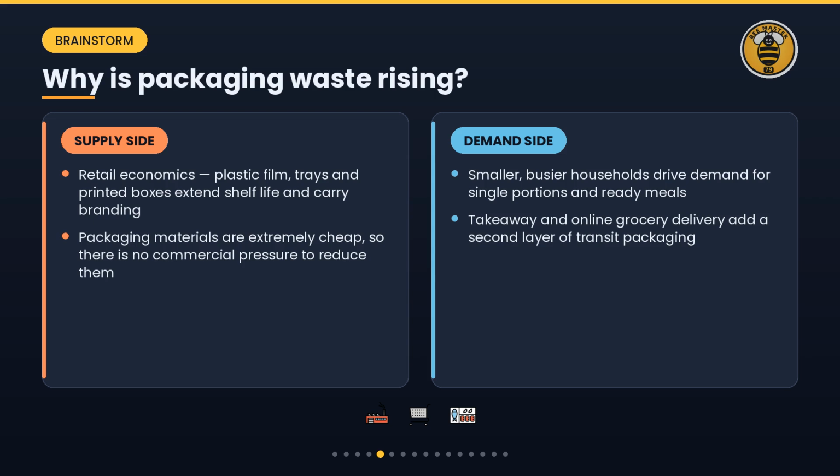Let us brainstorm the causes. The strongest idea is economic. Supermarkets compete on convenience and shelf life, so food that used to be sold loose is now wrapped, portioned and sealed, and because packaging is so cheap to produce there is no commercial pressure to use less of it.